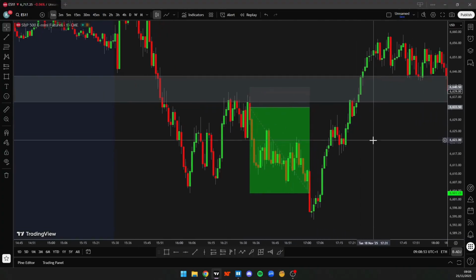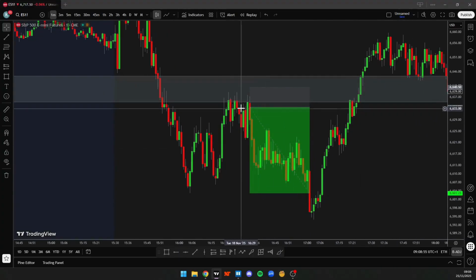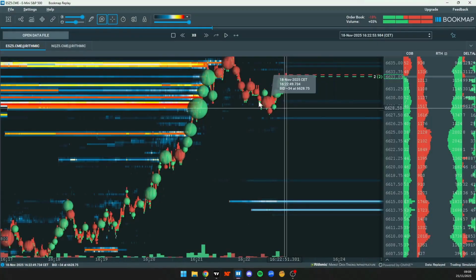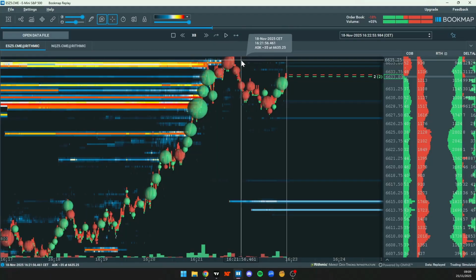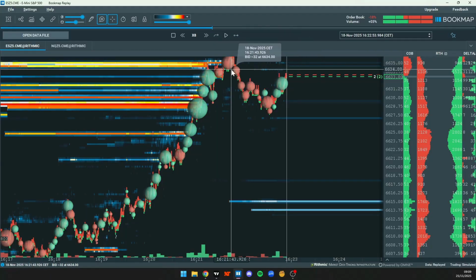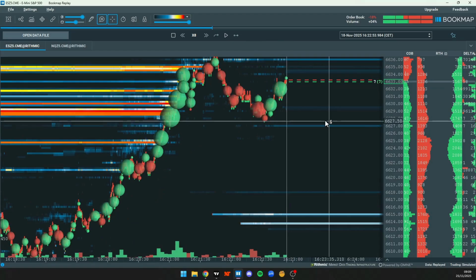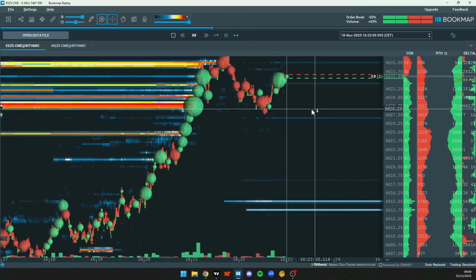So let's go on to the book map now and look at this entry confirmation right here. As you can see right here, price came into this broken support. It's now potential resistance for the first time, and it's making this first high. So now we'll click on play and we'll see what happens.